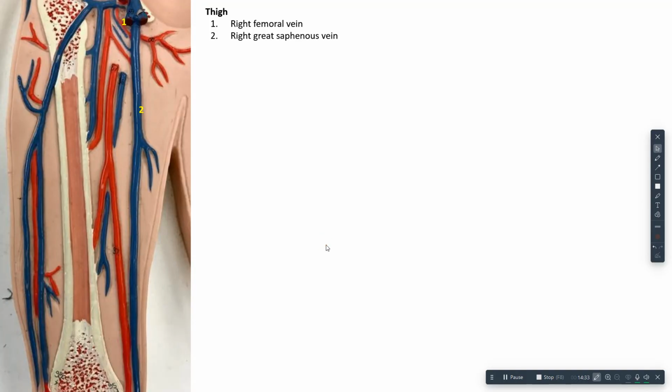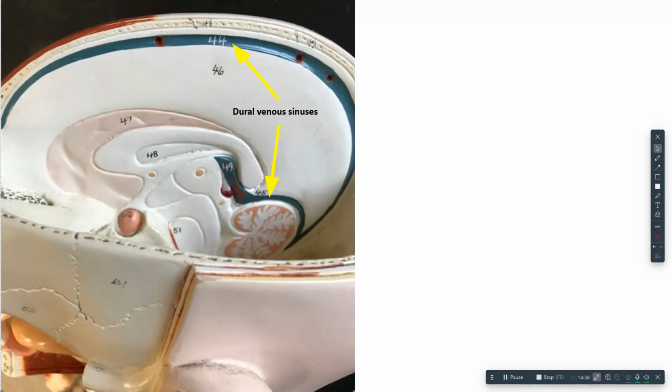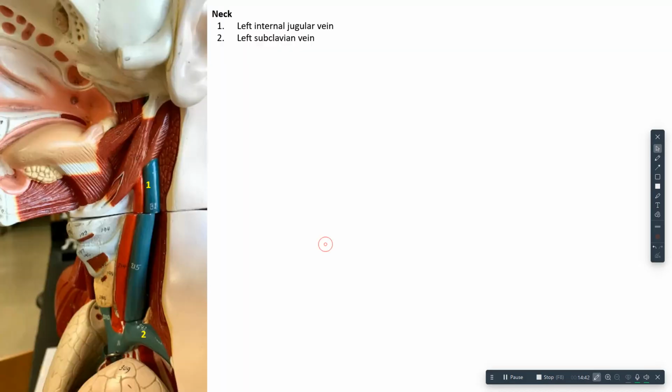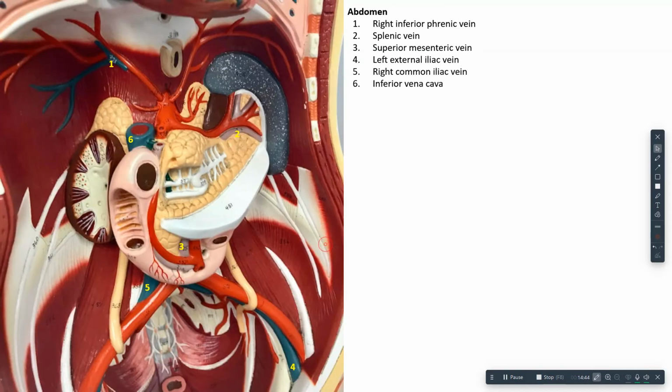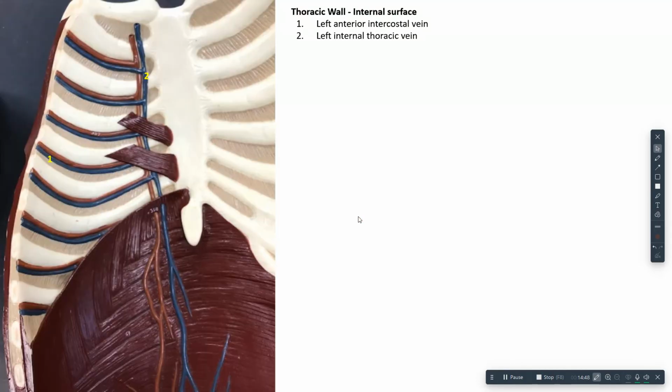So we're going to go through all these, take a look at all these guys here, all the models, take a look at all of them, go to Open Lab, study, and study some more, keep studying, and you'll do great on this upcoming exam.